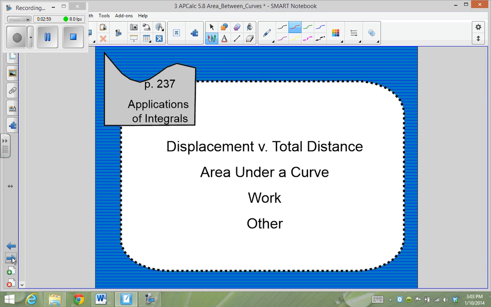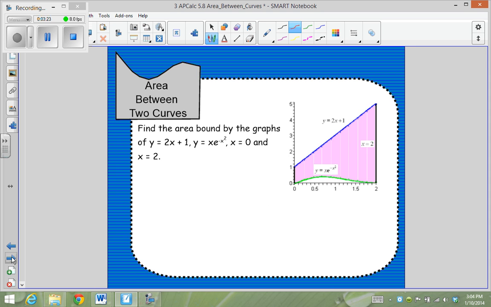Okay. We've got several applications, and you can look on page 237 if you want to see a few things there. Displacement we know, total distance we know if we're looking at the absolute value. Area under a curve is another way that we use applications of integrals. Work problems, we'll do a few of those, not a ton because there's not a ton on the AP exam. And then there's several other things. Okay, let's start with area between two curves.